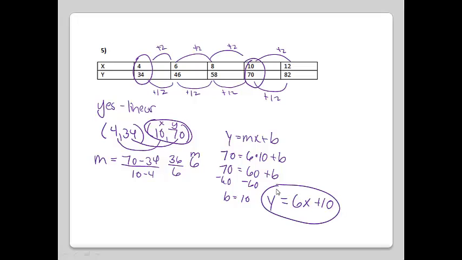Okay, and then one thing I would like you to notice: even though this chart was going up by 12s, my slope was just 6 because the x's were not going up by 1s. So just a little FYI on that one.